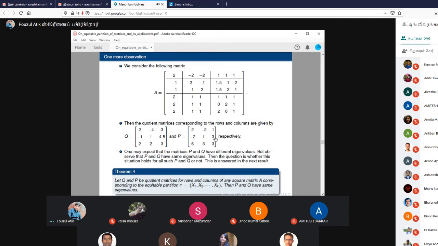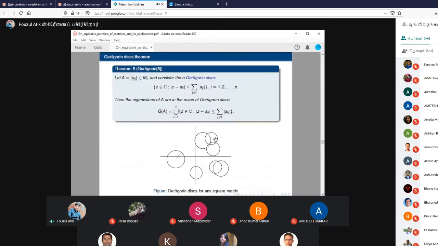For that, we want to share a very good classical, well-known result, the eigenvalue localization theorem. What it says: let A equal to Aij be a square matrix of order n, which may even be a complex matrix.